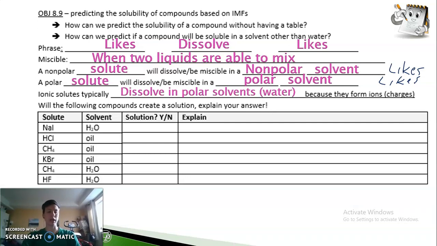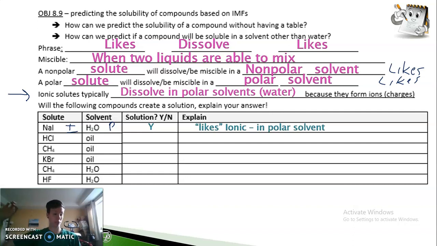So let's take a look at a couple examples. We have sodium iodide and we have water. Now I know that NaI is ionic. Sodium is a metal, iodine's a nonmetal, so it's ionic. And water is polar. So what we just said is ionic solutes do dissolve in polar. So yes, it's going to form a solution. And our explanation is that they're likes. Ionic will dissolve in a polar solvent.